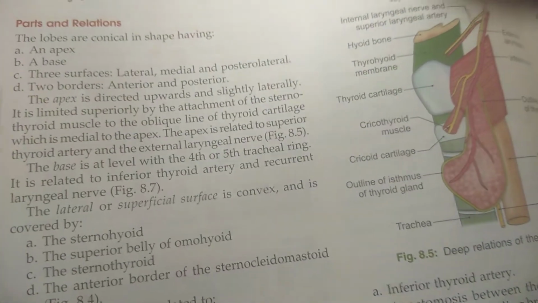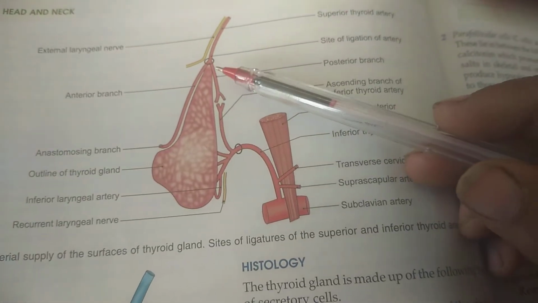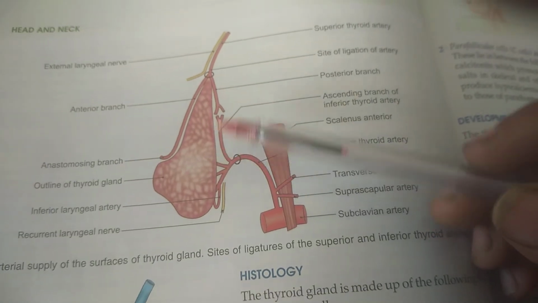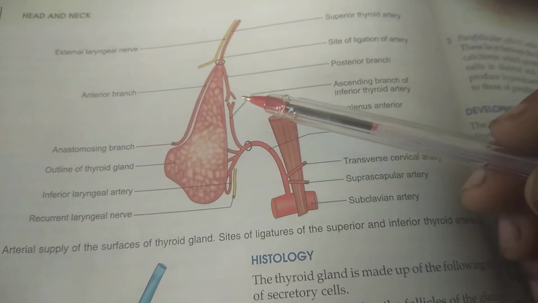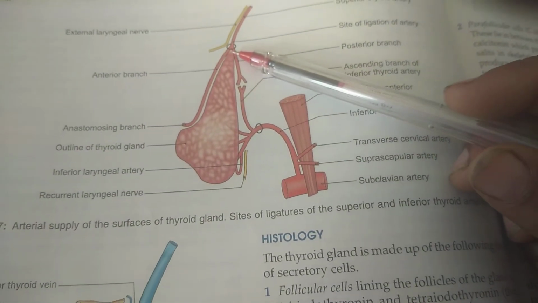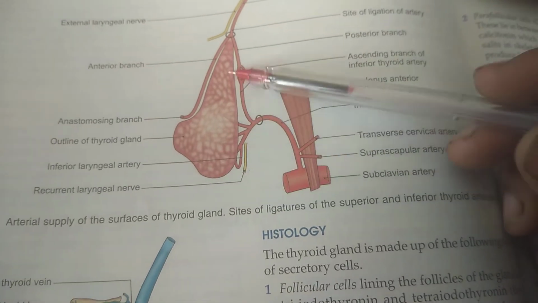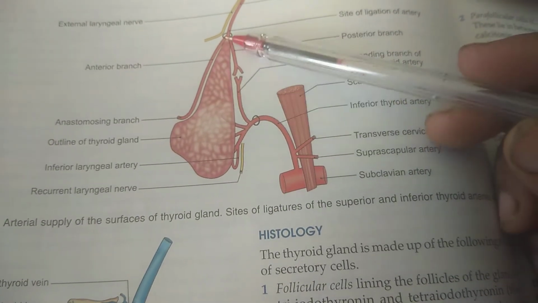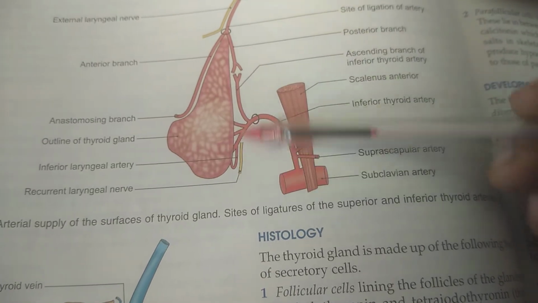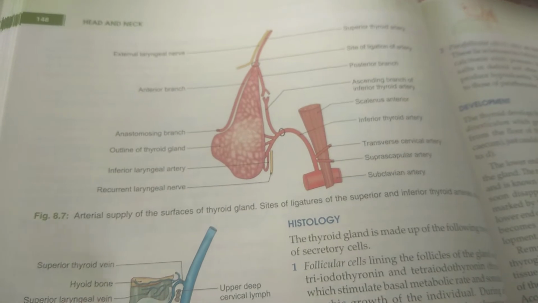Okay, let's look at a diagram. You can see this diagram in your book. This is the lateral view of the thyroid gland. It is showing the blood supply of the thyroid gland, but here we can see some features of it also. This is one lobe, and this is the apex. This is the base. Two borders are there: this is the anterior border, this is the posterior border, and there are three surfaces, that is medial surface, lateral surface, and posterolateral surface.